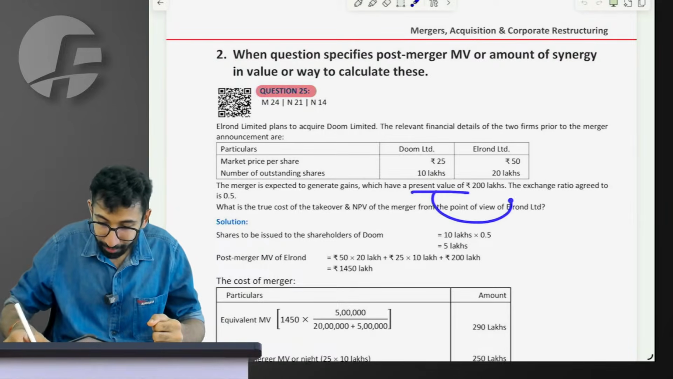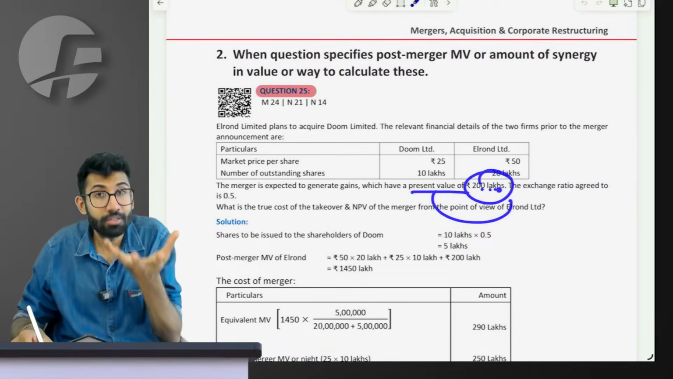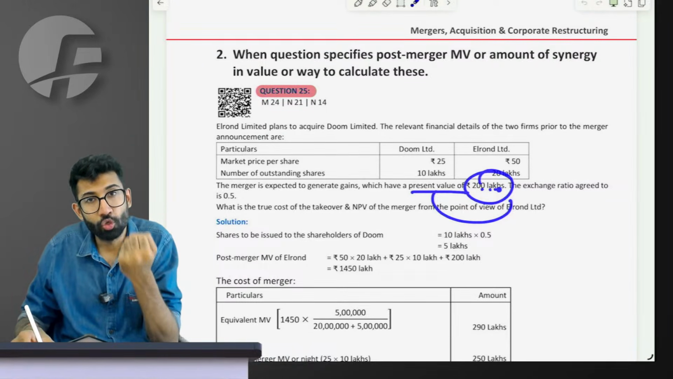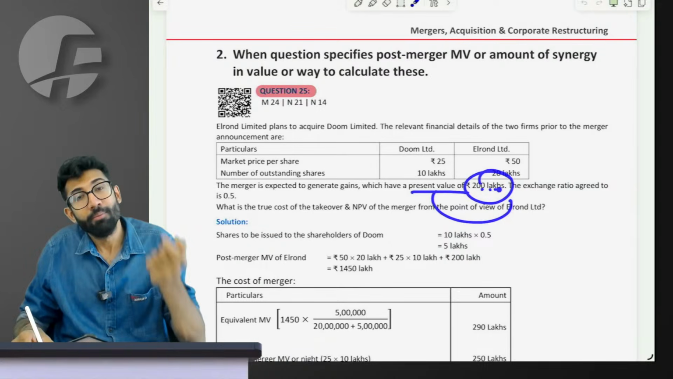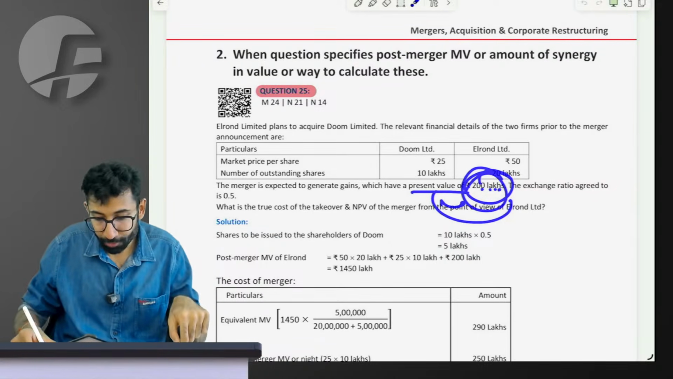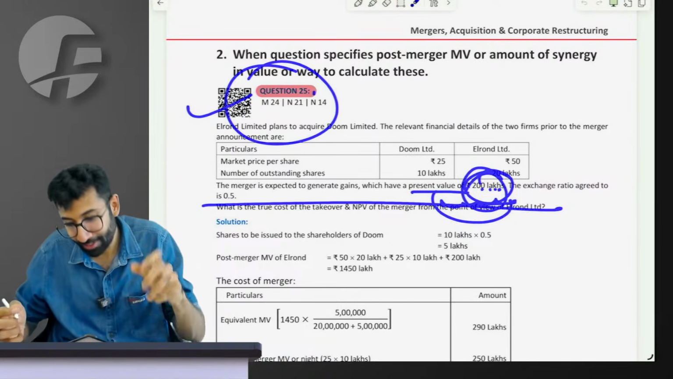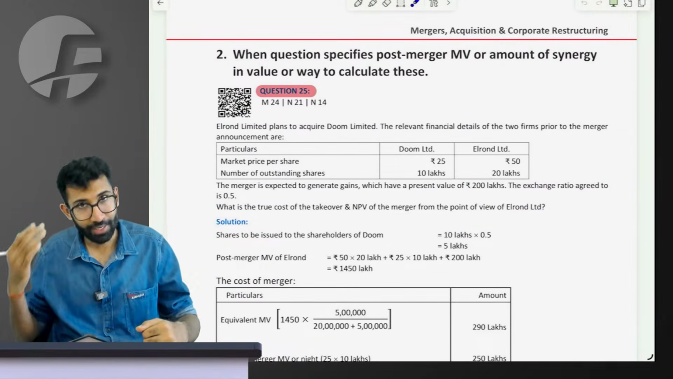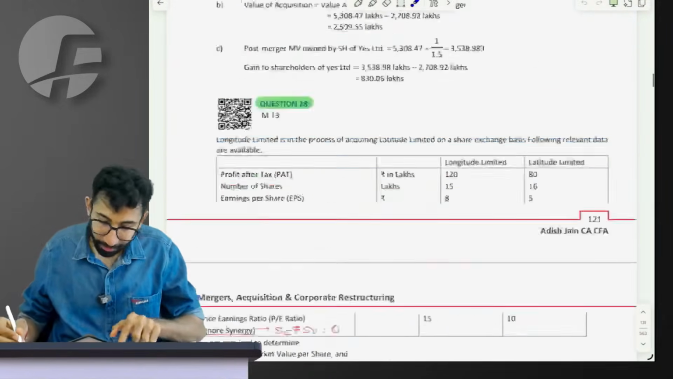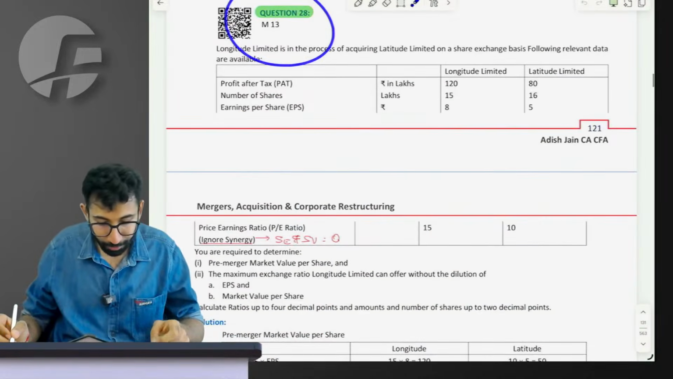Do you agree? Present value of synergy is given, which means synergy in value has been given. So do we follow the pattern to PE approach? No. My value, your value, synergy in value approach. Am I 10 on 10 clear on this? That is how we figure out that it is the value plus value approach.